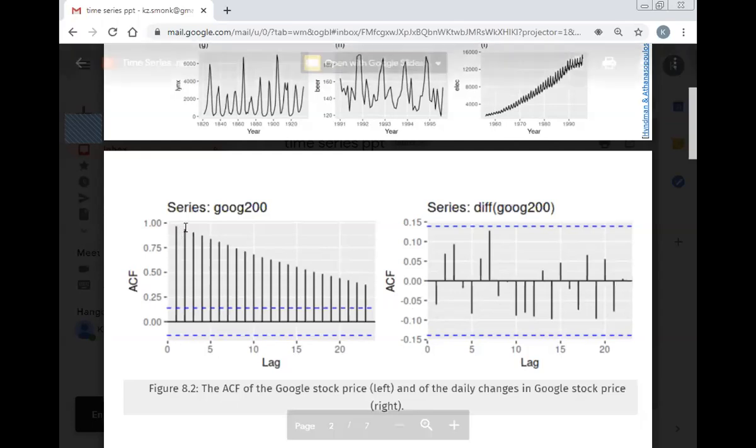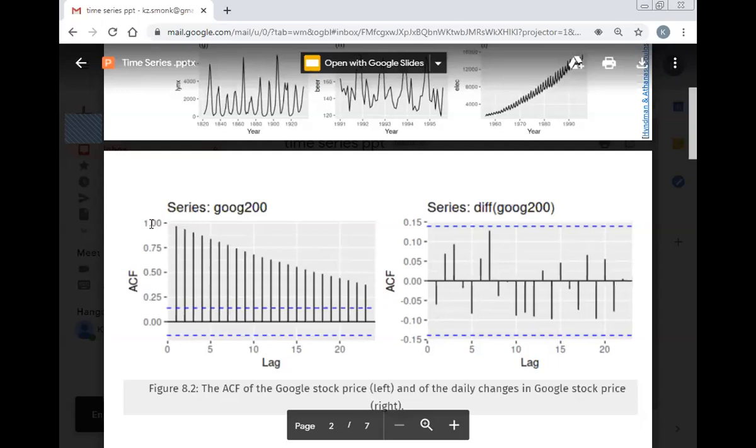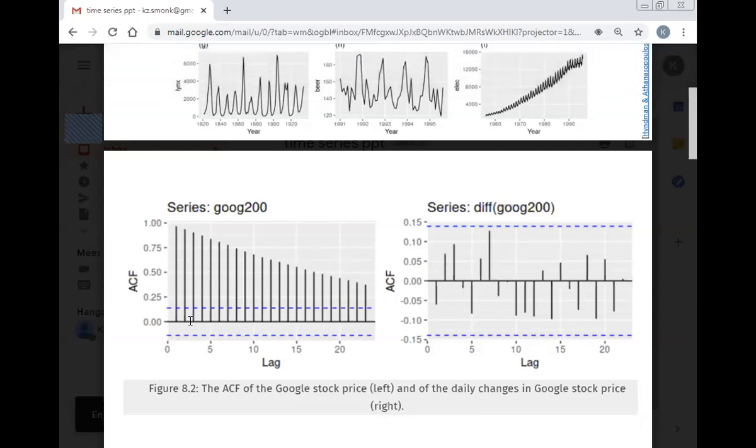So here we see that this is 1, because I know that rho 0 will always be 1, and then you start with the next cases.